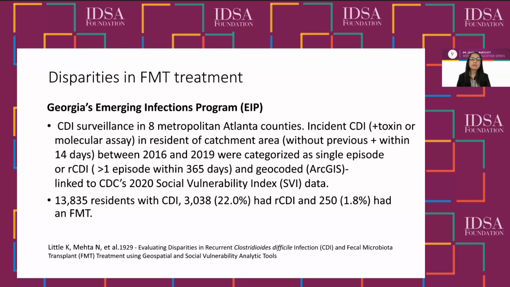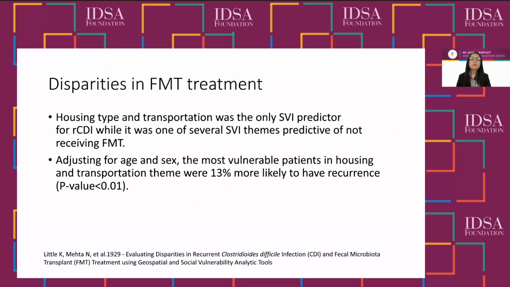In this study, they looked at CDI surveillance that was being done in 8 metropolitan Atlanta counties. They looked at incident CDI, so a toxin assay or a molecular assay, between 2016 and 2019. And these were categorized as either single episode of CDI or a recurrent episode of CDI. They had over 13,000 residents in these counties with C. diff, 22% with recurrent, and 1.8% had an FMT for C. diff.